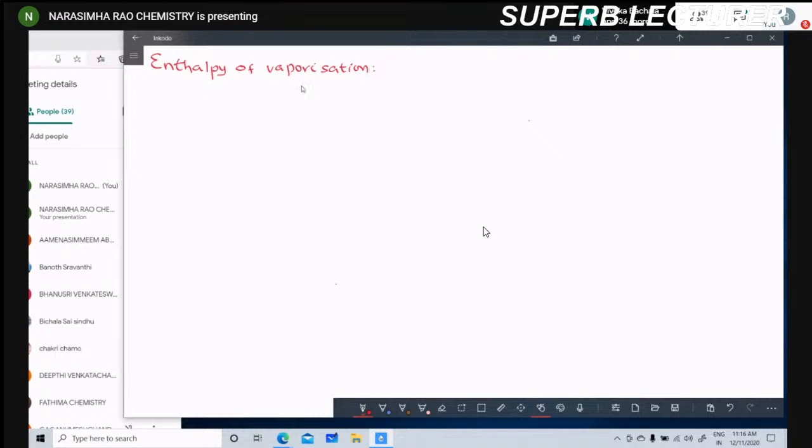The heat change is also said like this, children. Enthalpy of vaporization is denoted as delta H vap. This process is an endothermic process. Endothermic process means, children, tell me, delta H is negative or positive sign? Delta H positive.